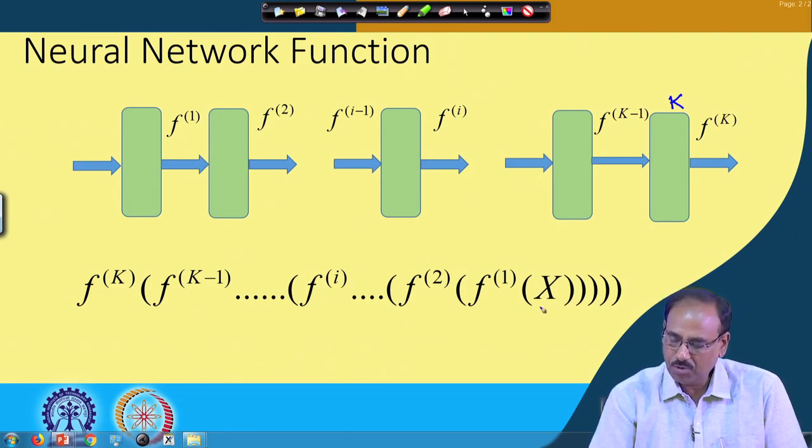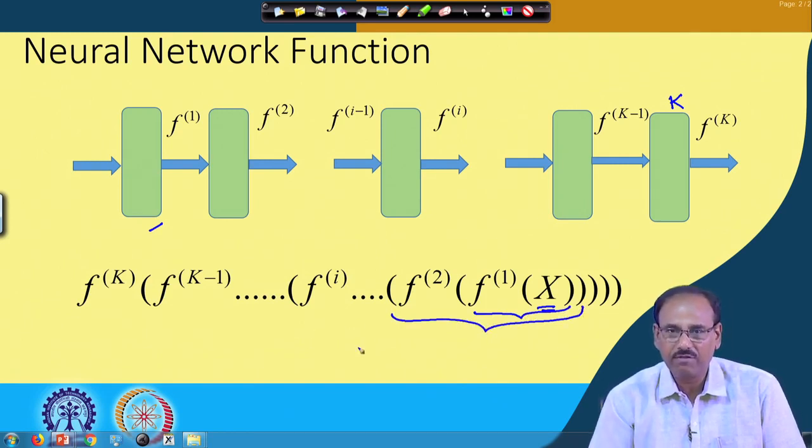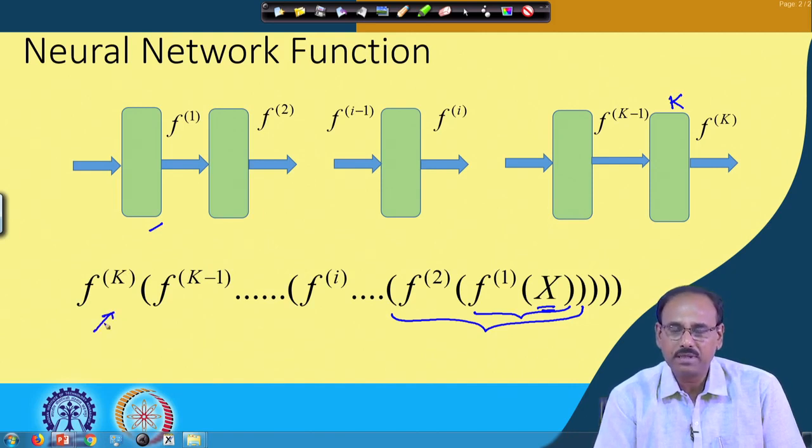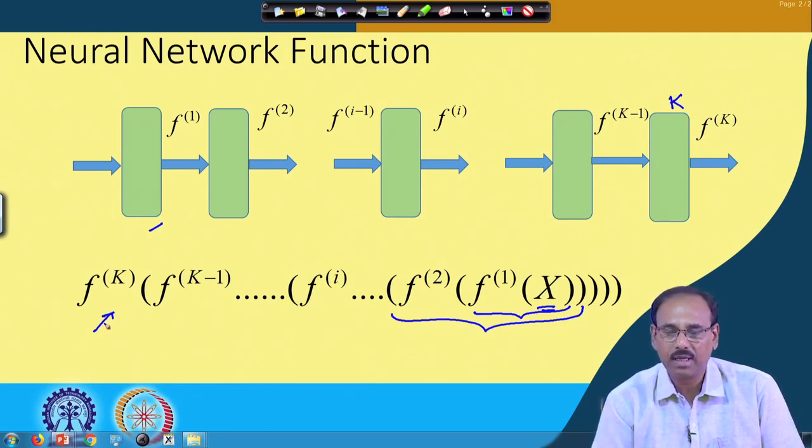So, with my input vector as x, the first layer, that is the f1 layer, implements function f1 of x. The second layer implements f2 of f1 of x. The third layer will implement f3 of f2 of f1 of x, and finally, the kth layer implements fk of the output that has been generated by all the previous layers.